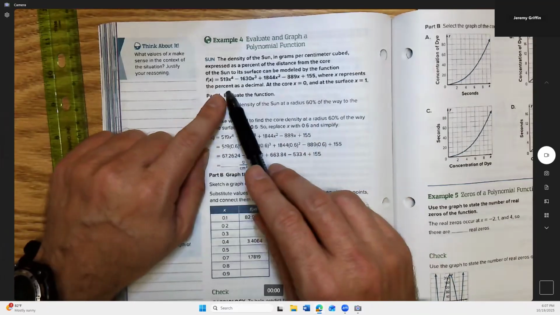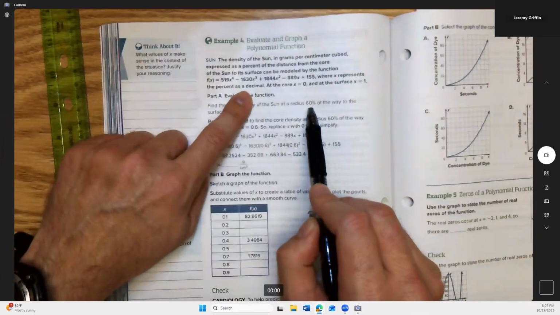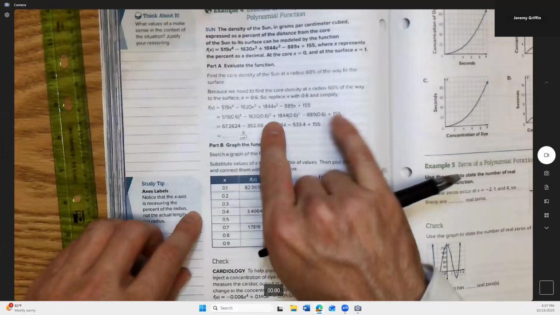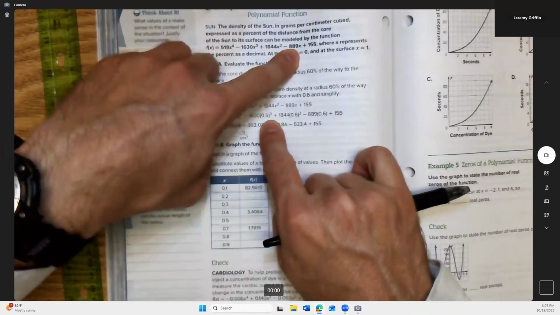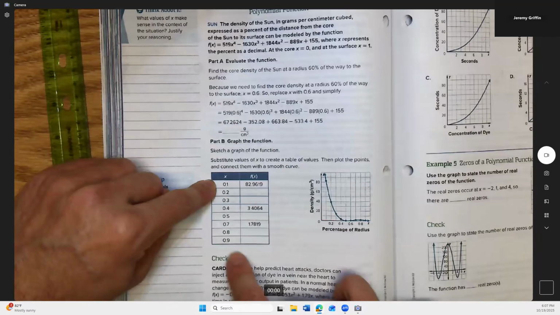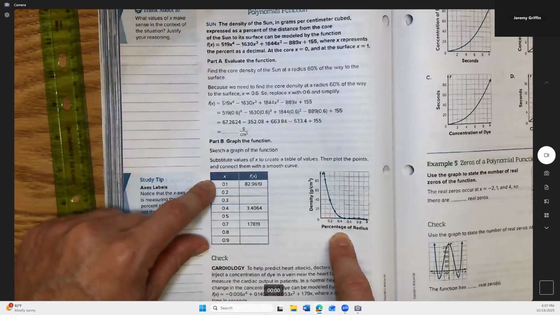X represents the percent, it says, as a decimal. So I think 60%, I would want to interpret that as 0.6. Yeah, that looks okay. That is what they did right here. They just plugged 0.6 into this crazy looking equation, and then their table values go from 0.1 to 0.9. That makes sense. They're coming up with this graph right here.